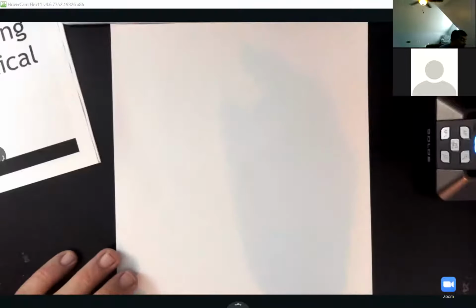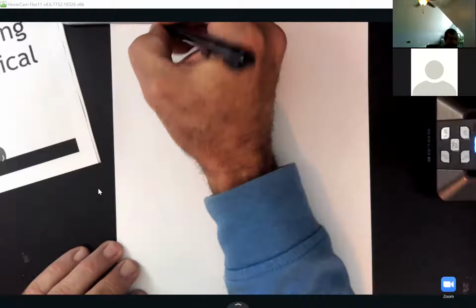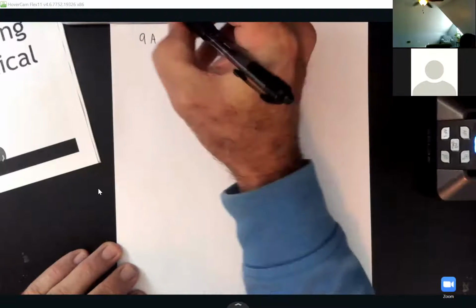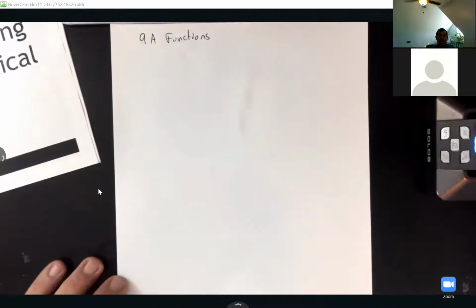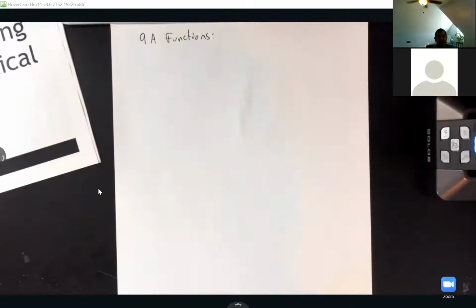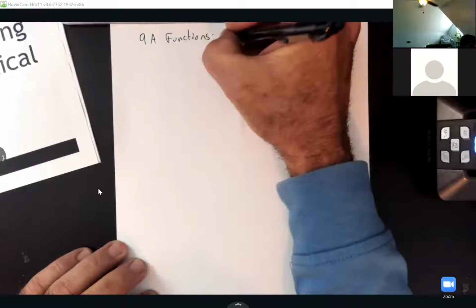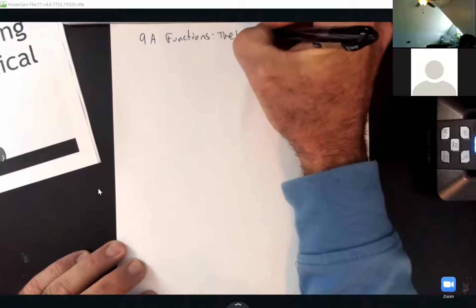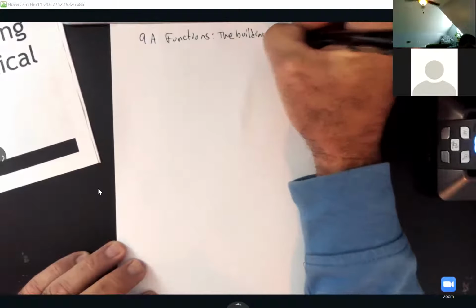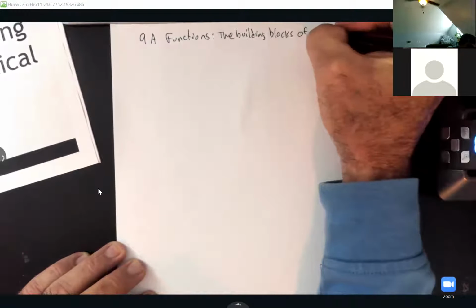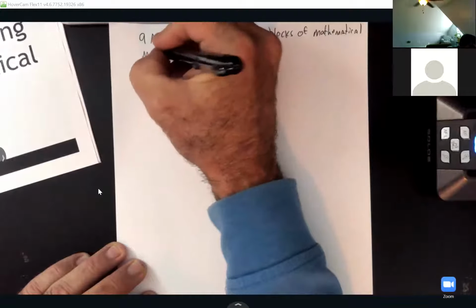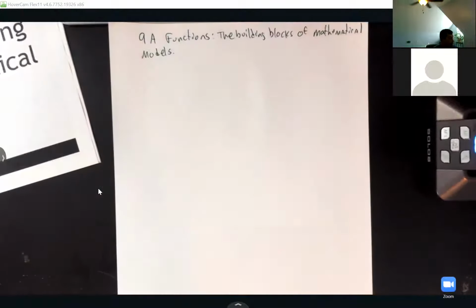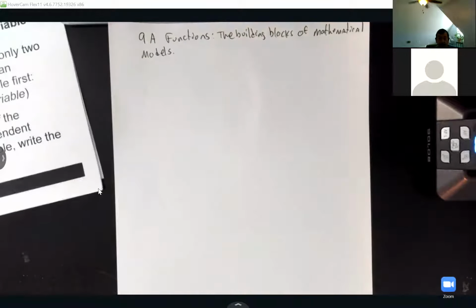There you go. So 9A deals with functions. And typically functions are what we call the building blocks of mathematical models. All right, so we'll look at a few definitions on this real quick.